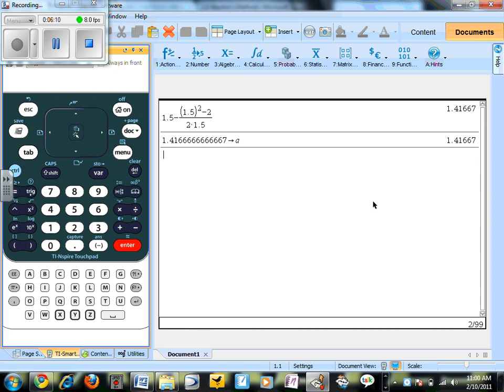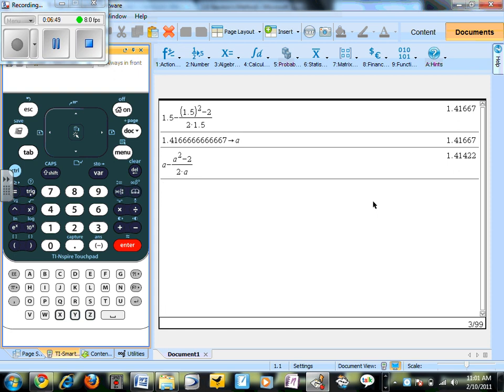So I don't have to keep typing out 1.41667 every time I want to plug that in. If I want to do my next iteration, it's going to be my A, which is 1.41667, minus A squared, because that was my function, A squared minus 2. And I need to put one more parentheses because we're subtracting the whole thing, divided by 2 times A, which is my 1.41667. Okay, and I'm going to close it. I'm going to get my next iteration, which is 1.41422.